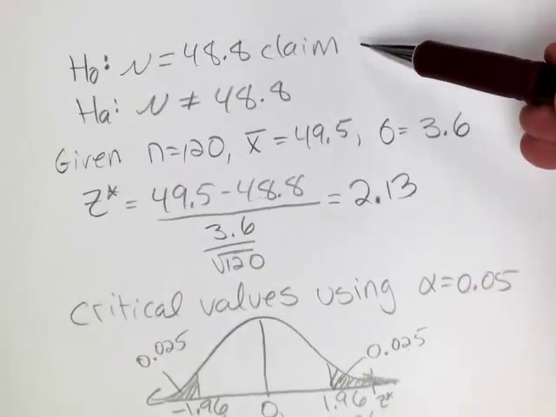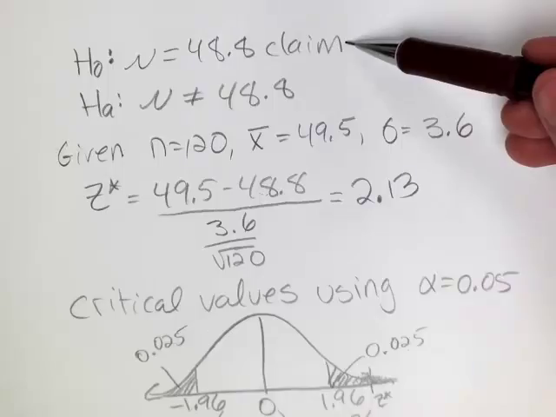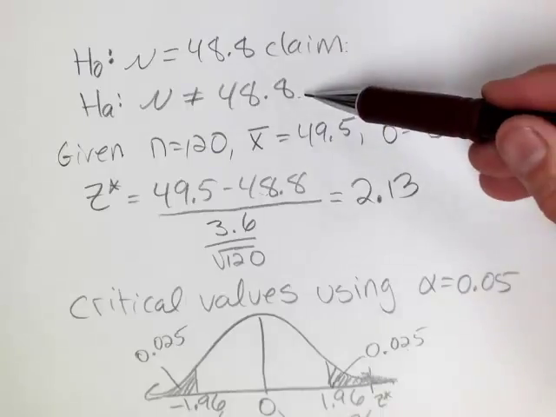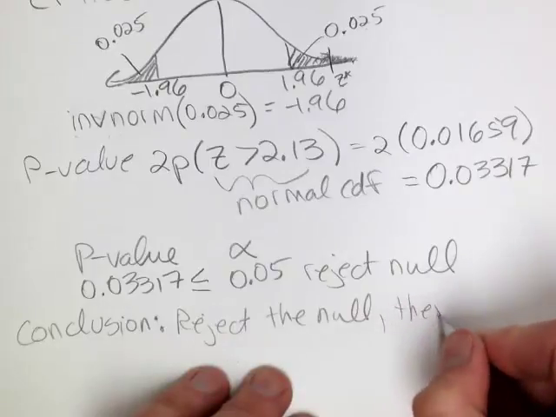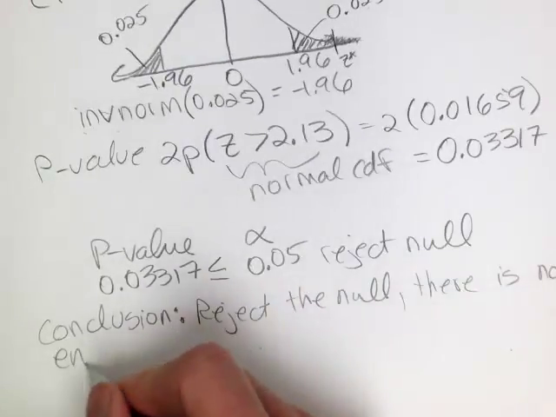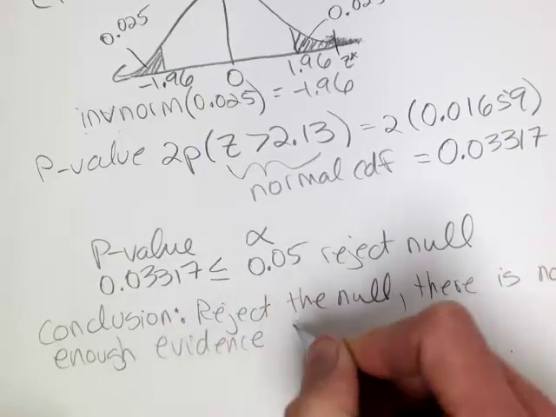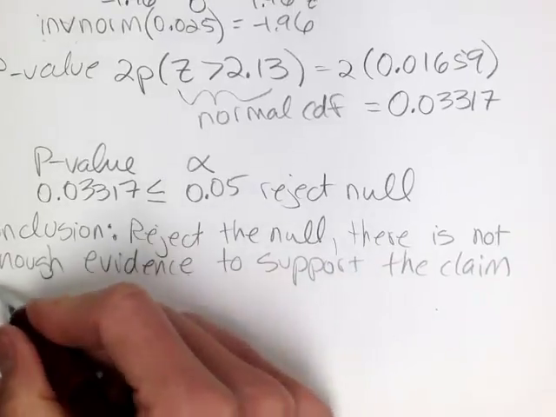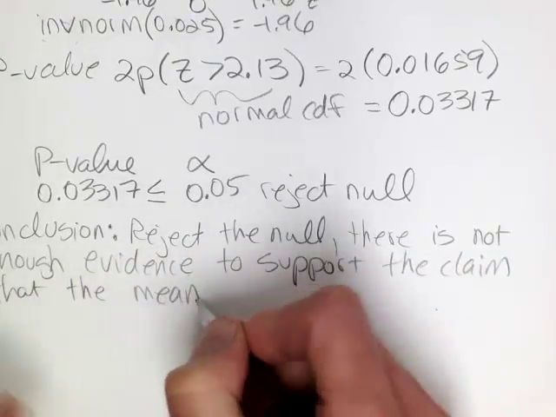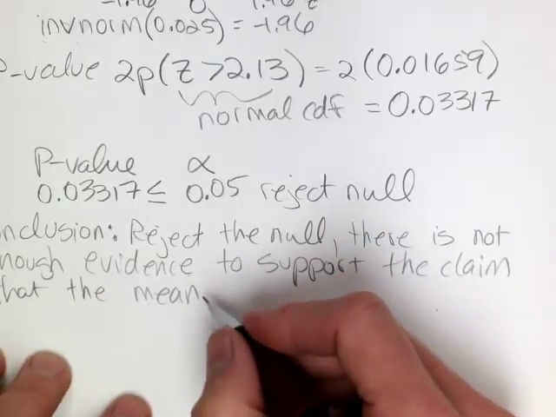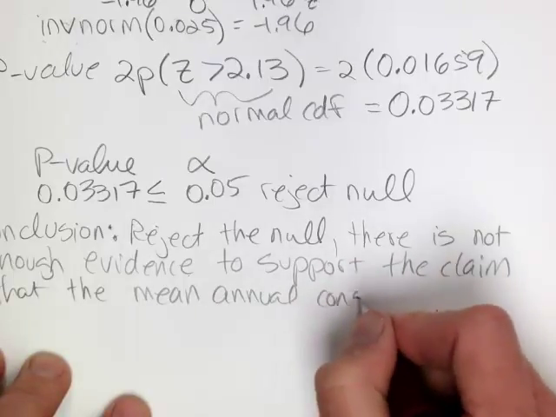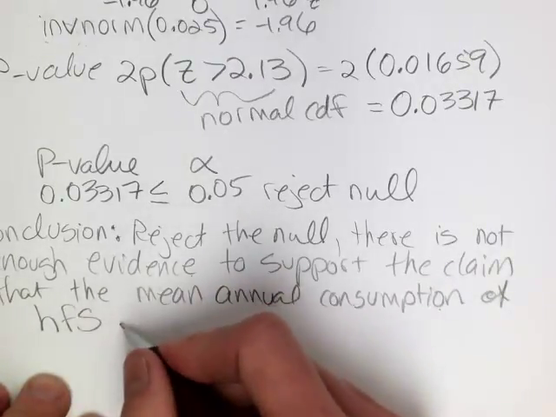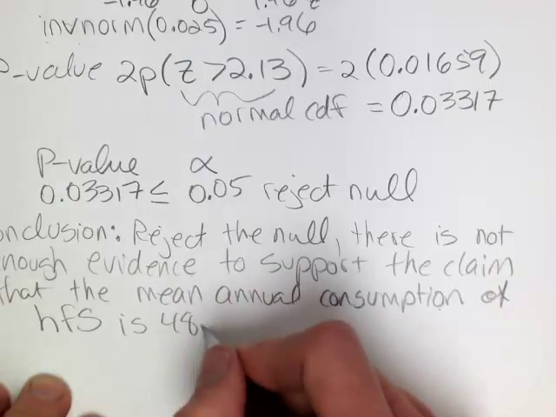So I'm going to go back and take a look at the claim. I'm rejecting the null, therefore I'm in favor of the alternative. That means that there is not sufficient evidence to support the claim. So reject the null. There is not enough evidence to support the claim that the mean annual consumption of high fructose corn syrup is 48.8 pounds.